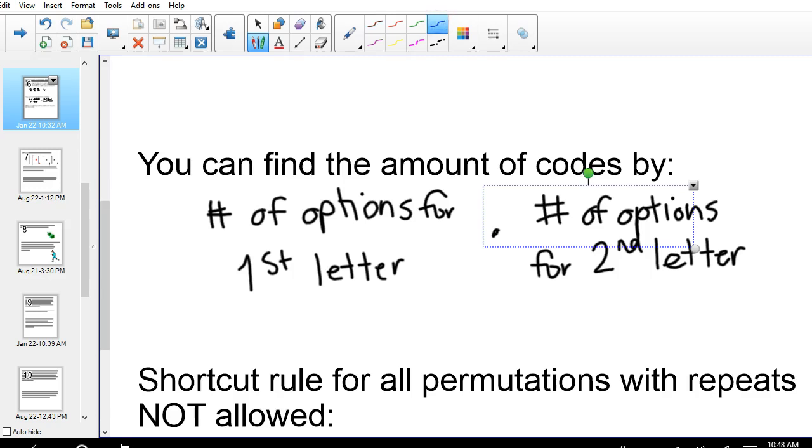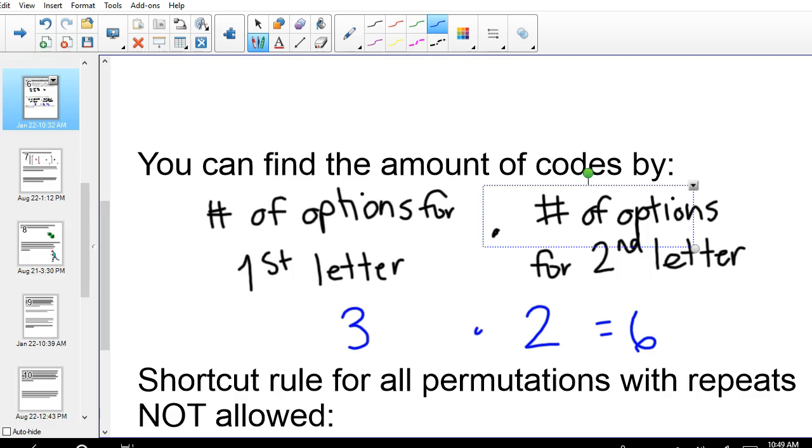Since we cannot have repeats, I have F, O, X. I've got 3 letters to choose from for the first letter, right? How many letters do I have to choose from for the second? I've got 2, because let's say I pick F. I've already picked F, so it can't be used again. So there's only 2 other letters I could pick. So I'd have 3 times 2, which would give me 6 in this case.